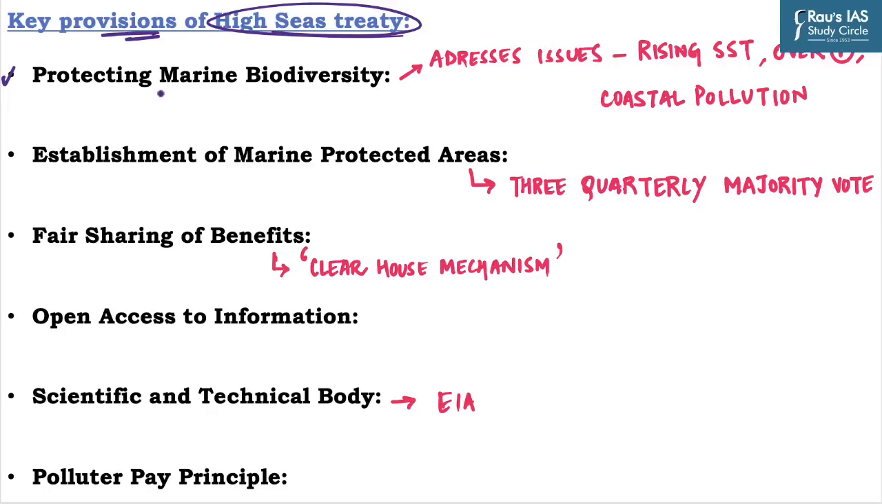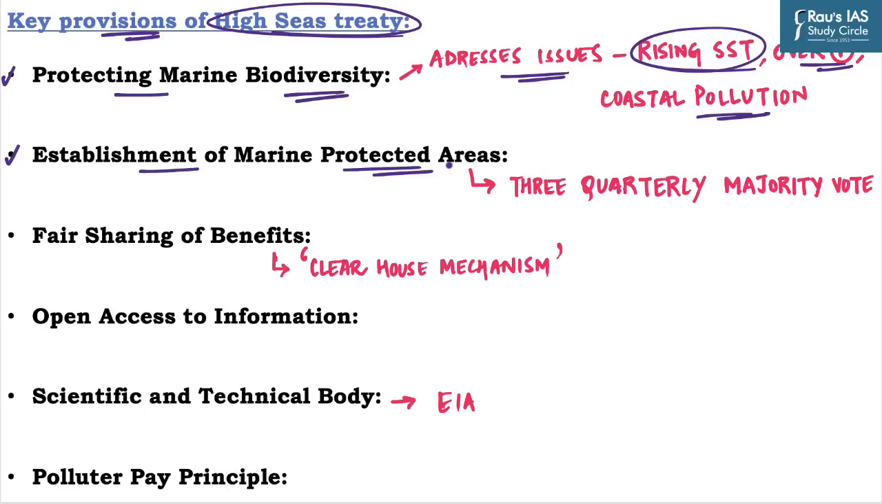The first provision is protecting marine biodiversity. The treaty addresses issues such as rising sea surface temperature, overexploitation of marine biodiversity, overfishing, coastal pollution, and unsustainable practices beyond national jurisdiction. The second one is establishment of marine protected areas. The treaty introduces the establishment of marine protected areas through a 3/4 majority vote, ensuring that the decisions cannot be blocked by a small number of parties.